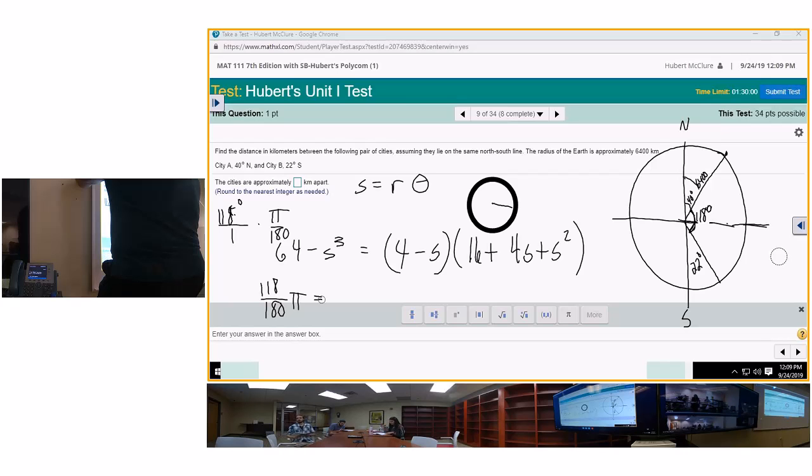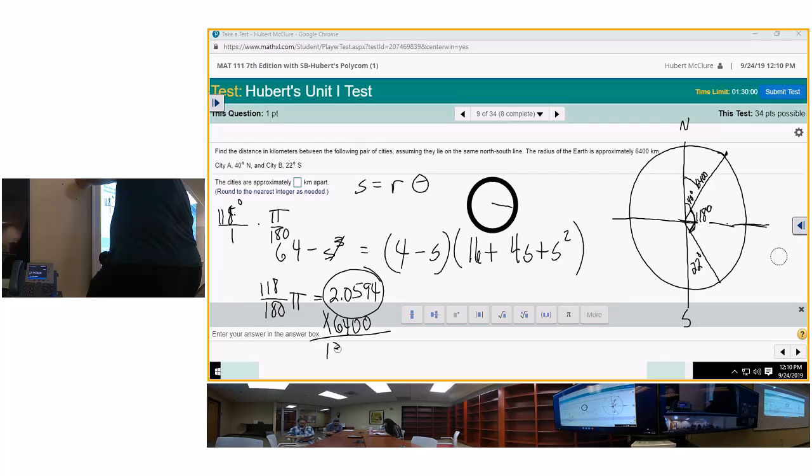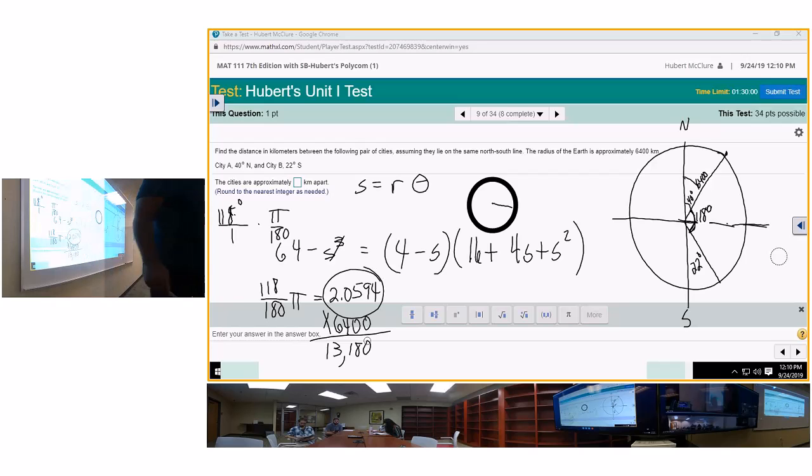118 divided by 180, get that decimal, and then multiply by pi. What do you get? 2.0594. Okay, take that and multiply by 6,400. Somebody do that for me. So it's 13,180. 13,180 miles or kilometers. I'm going to put that, we'll check it and see if I got it right.